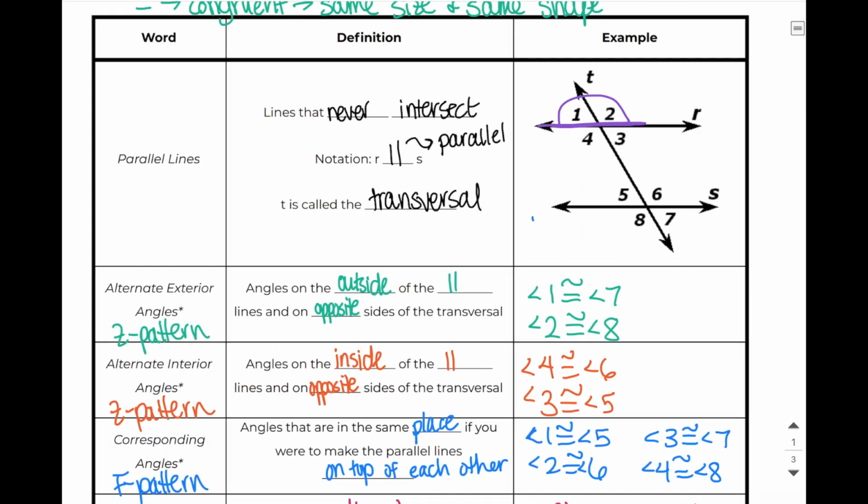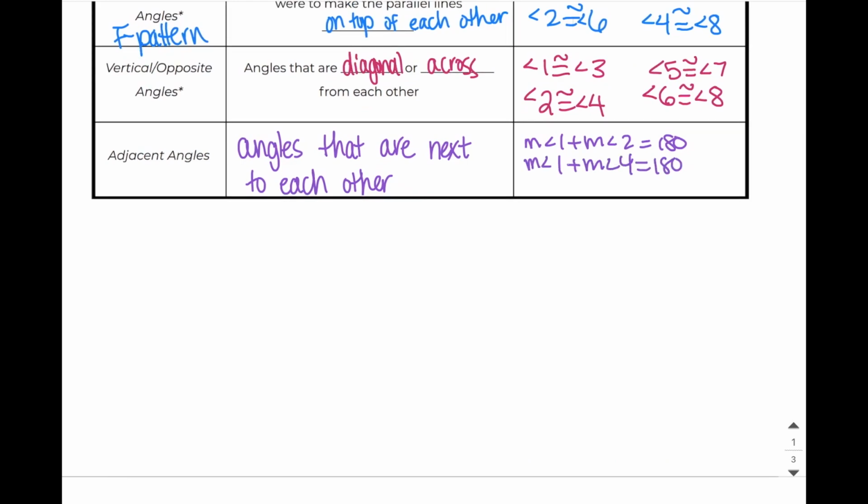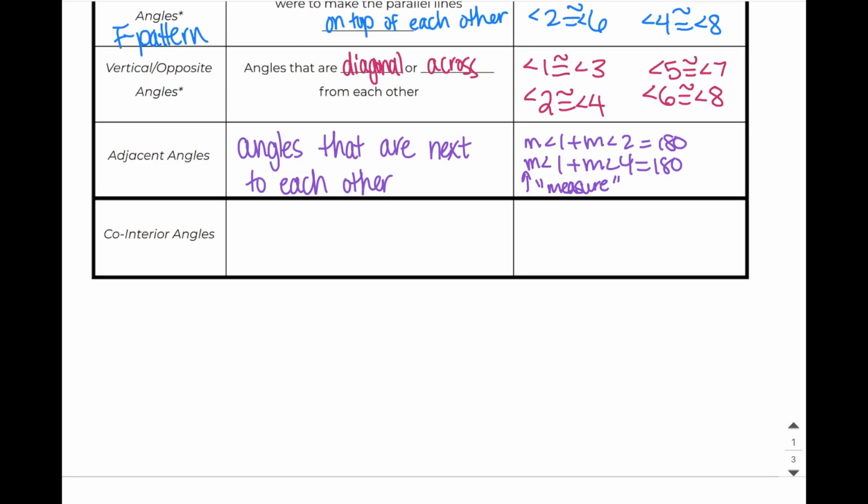Now, if you notice here, the same thing is true for angle 1 and angle 4. They're still next to each other. It's just angle 4 is below it as opposed to the side of it, but they're still right next to each other. So we would say angle 1 and angle 4 also add up to 180 because they make a straight line. And there are a lot of other examples here, but I'm just going to give you a couple examples. Quick note, this M right here means measure. So the measure of angle 1 plus the measure of angle 2 is equal to 180. All right, almost there, people.